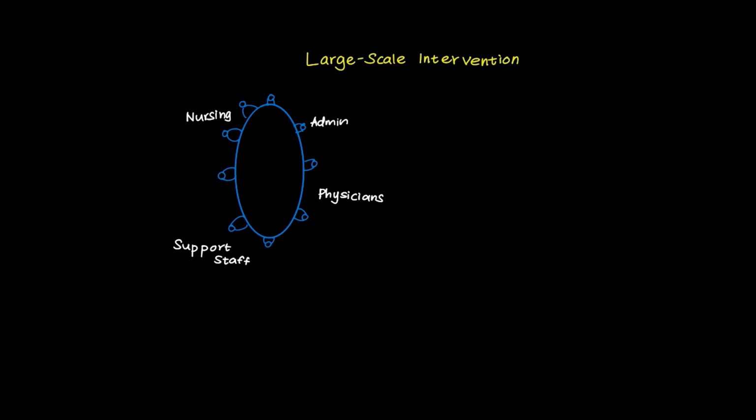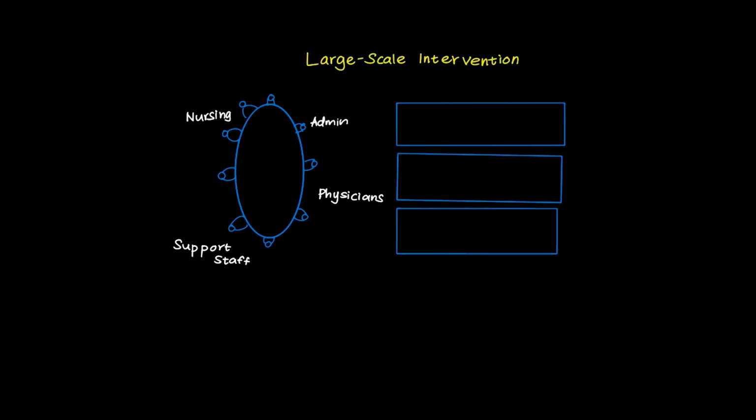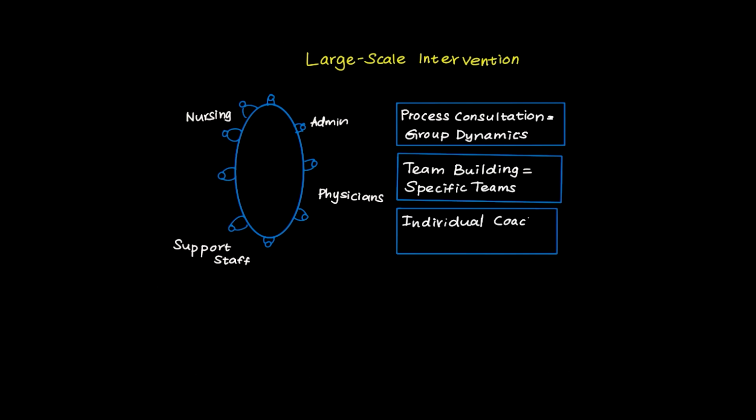Large-scale interventions bring together people from across the entire organisation to work on system-wide changes collaboratively. When a healthcare organisation gets nursing, administration, physicians and support staff all in the same room to redesign processes, that's a large-scale intervention. Process consultation helps specific groups understand their own dynamics. Team building improves dynamics within particular teams. Individual coaching develops single employees. Large scale is about engaging the whole system at once.